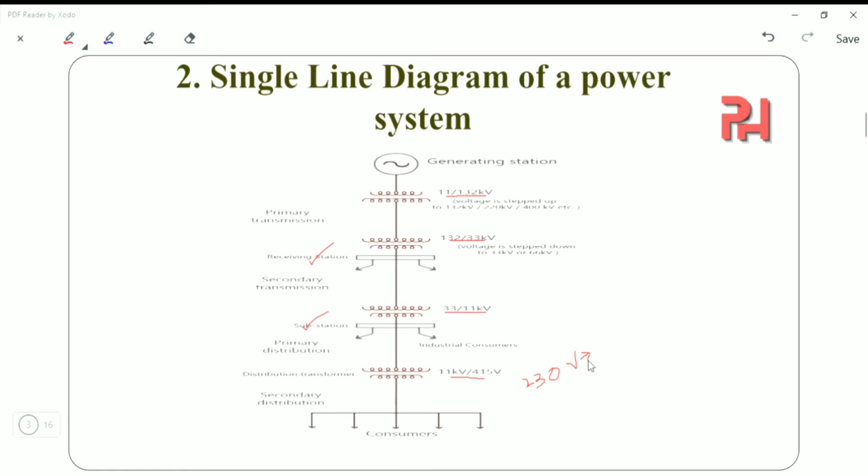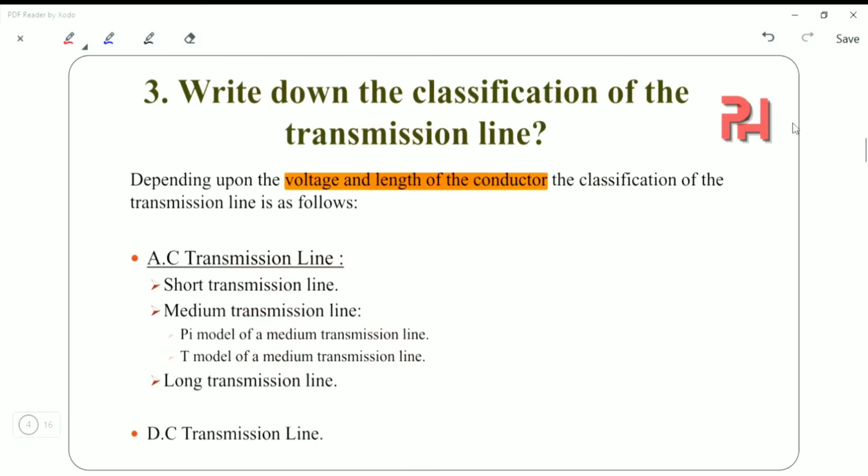Okay, so the next question is, write down the classification of transmission lines. This classification is basically done on the basis of voltage and length of the conductor. Based on the voltage and length of the conductor, the classification is AC transmission line and DC transmission line.